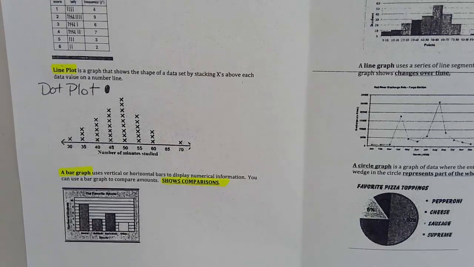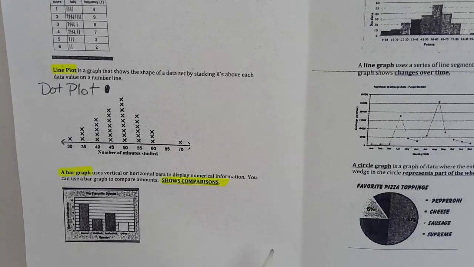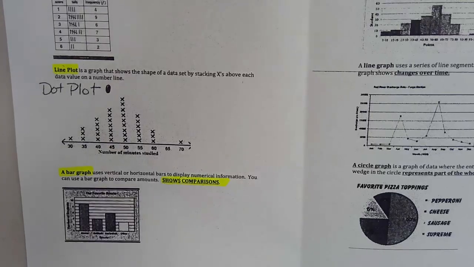What do you need to have between the bars on a bar graph? Space. Yeah, there's going to be space between them because they're not connected. They don't have anything in common there. And so there has to be space between them. So that's the difference.